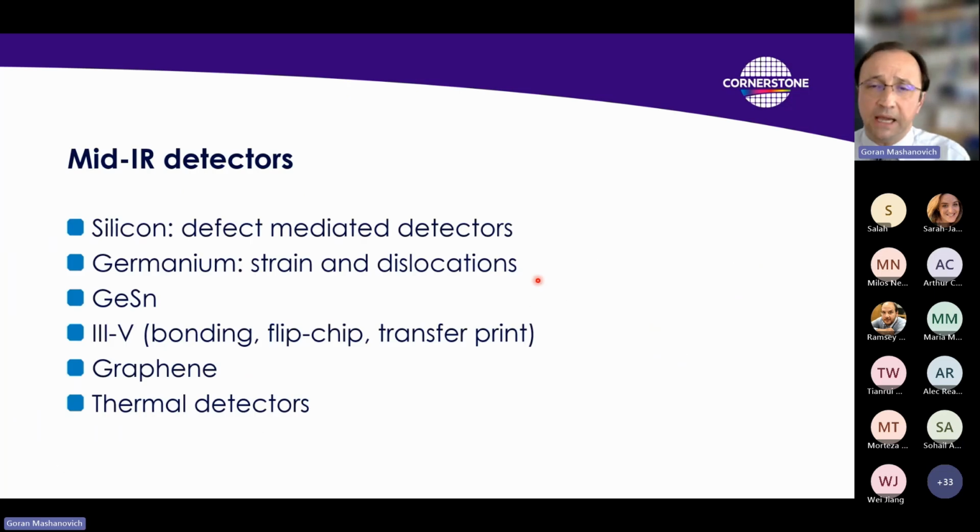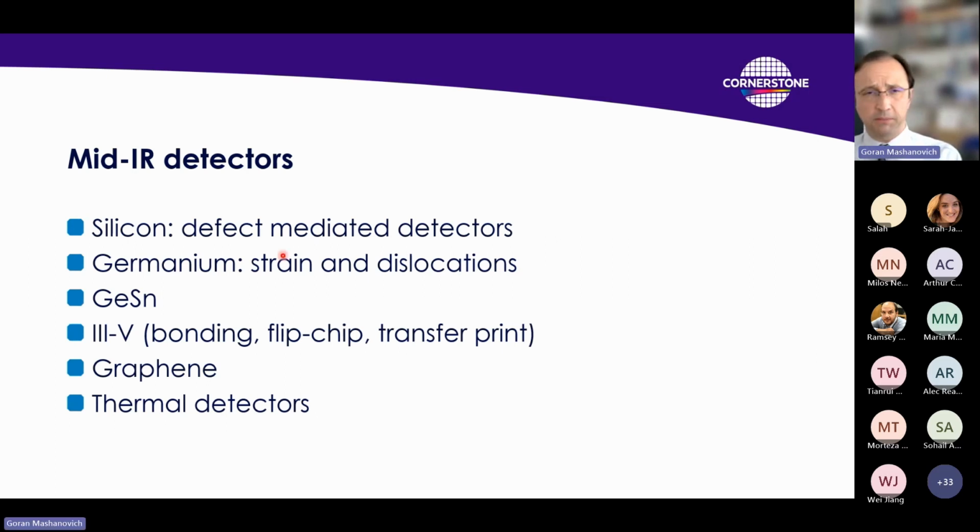So finally, what about detectors? We need detectors at the end. So there are a few approaches. We can either use silicon defect-mediated detectors. So although silicon is transparent in that wavelength range, we have shown, and some other groups as well, that by deliberately making defects, in this case deep vacancies in silicon, we can get mid-band gap states, and longer wavelengths can be detected, 2 microns or even longer.